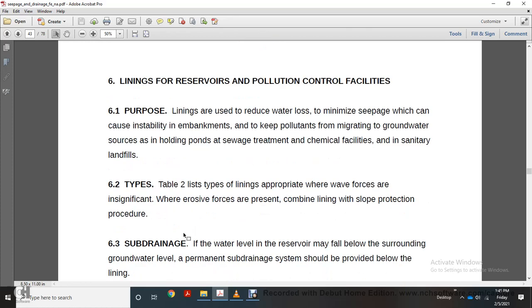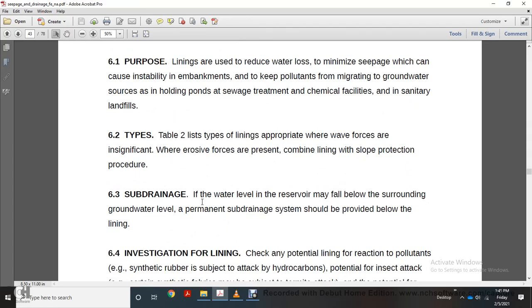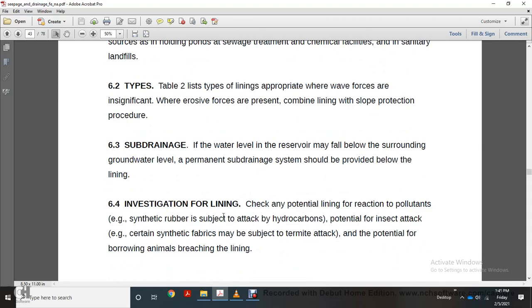Types. The table lists the types of linings appropriate where wave forces are insignificant, and where erosive forces are present a combined lining with a slope protection procedure is used. Sub-drainage: where the water level of the reservoir may be below the surrounding groundwater level, a permanent sub-drainage system should be provided below the lining.